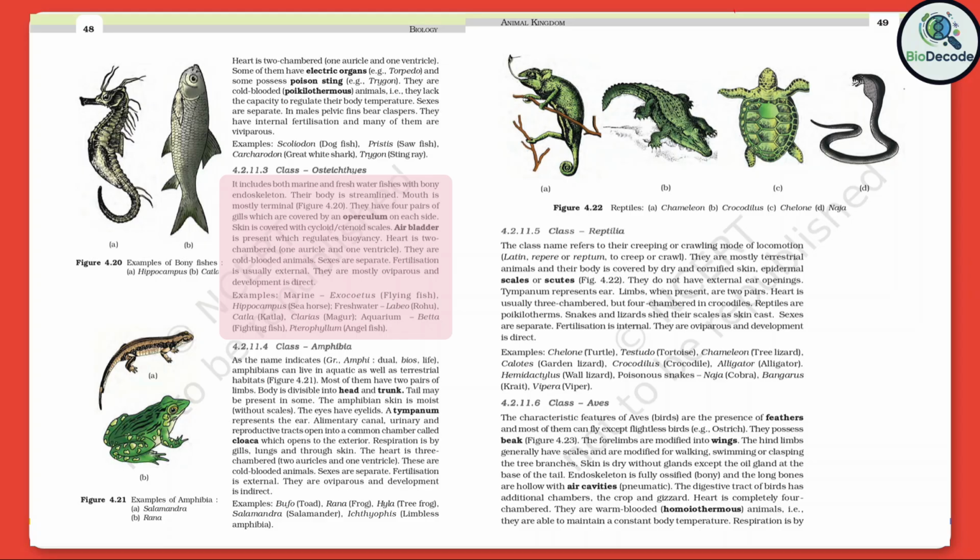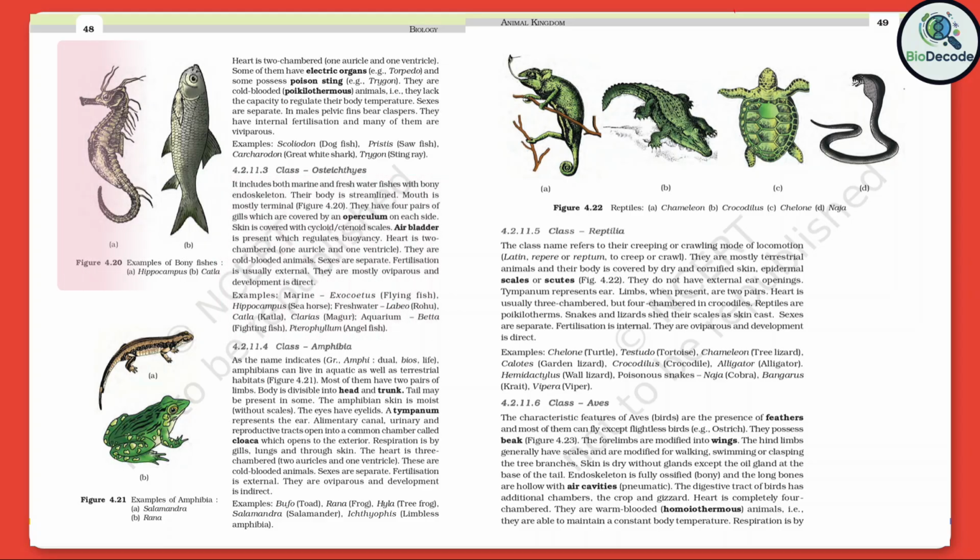They are cold-blooded animals. Sexes are separate. Fertilization is usually external. They are mostly oviparous and development is direct. Examples: marine, Exocoetus, flying fish, Hippocampus, seahorse; freshwater, Labeo rohita, Catla, Clarias magur; aquarium, Betta, fighting fish, Pterophyllum, angelfish.